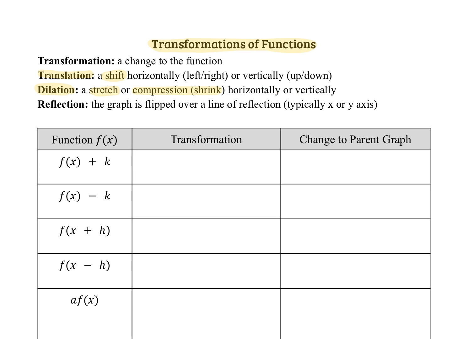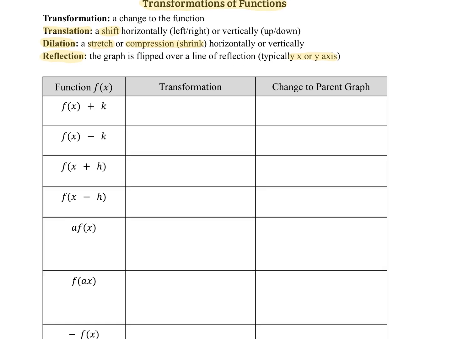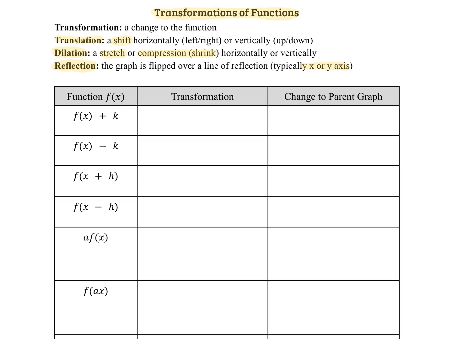And the last type of transformation is a reflection. So you know what a reflection is. It maps your graph over a vertical or horizontal line. This can be done vertically or horizontally, and it will typically be done over either the x or y axis when we're working with our functions. So it's really important that we understand how to interpret an equation in terms of transformations.